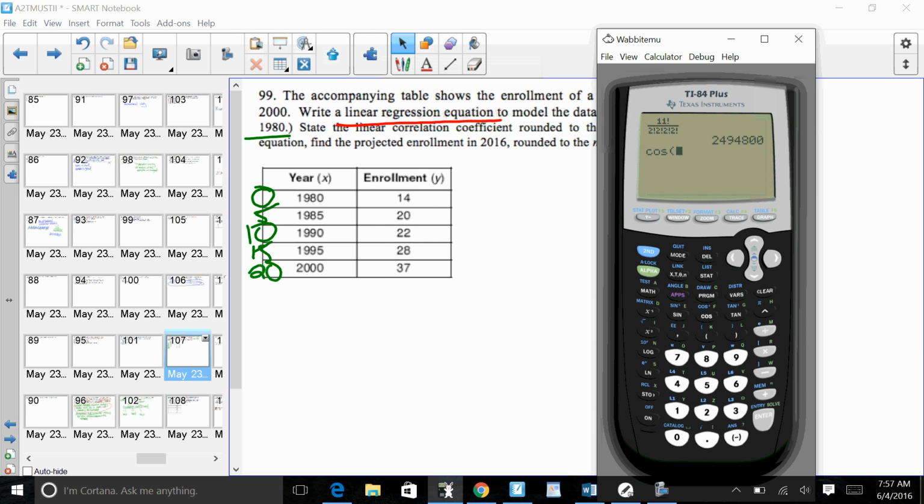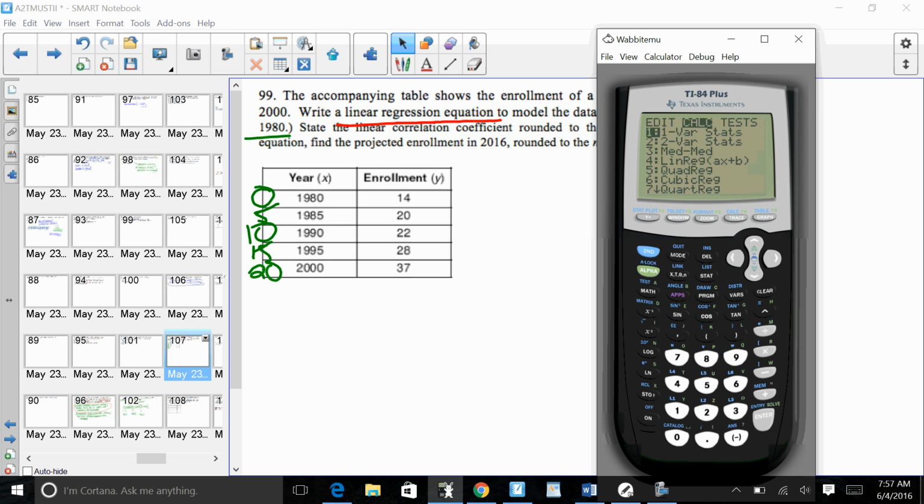So I hit stat, edit. I got 0, 5, 10, 15, 20. I've got 14, I've got 20, I've got 22, I've got 28, I've got 37.